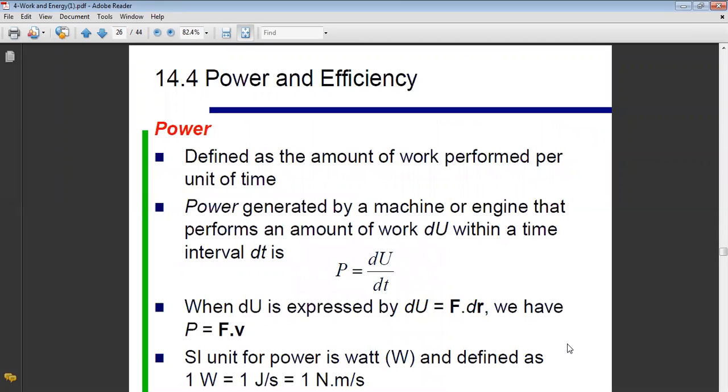Now, power and efficiency. Power is defined as the derivative of work with respect to time. So it's dU by dt, and as we know, the elementary work is F scalar displacement dr. This is why if we divide this term by dt, we get F dot dr over dt, and dr over dt is the velocity. So the power is F scalar product V, and the unit for power is watt or joule per second.